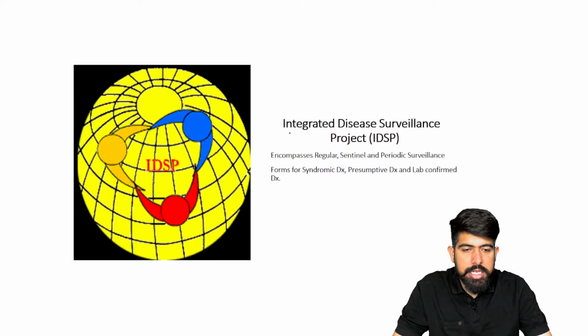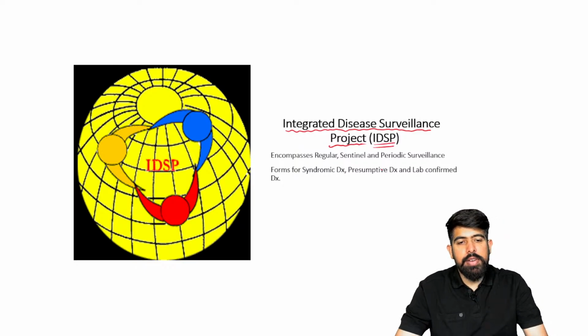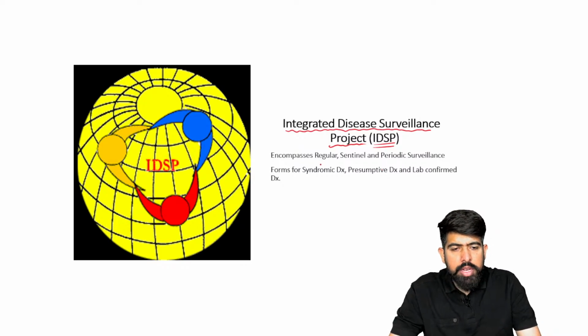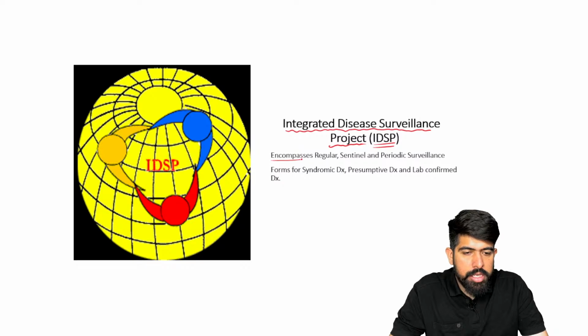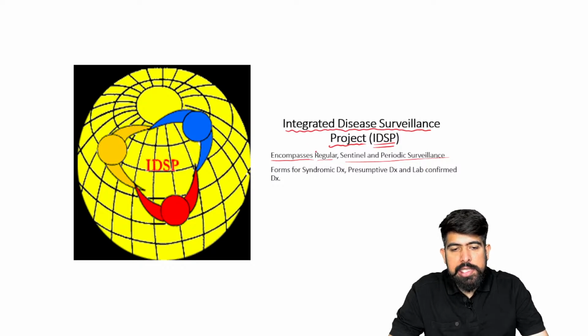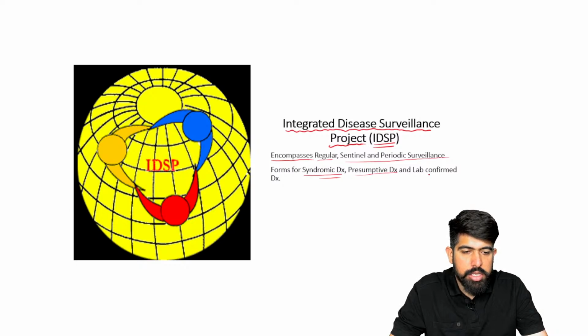Moving forward, this is about your IDSP. What is IDSP? Integrated Disease Surveillance Project. In this project, we have regular and periodic surveillance. It is a form of syndromic diagnosis, and there is a presumptive diagnosis and a lab confirmed diagnosis. So you can see by this, these three persons are all integrated. This is for the Integrated Disease Surveillance Project, right?